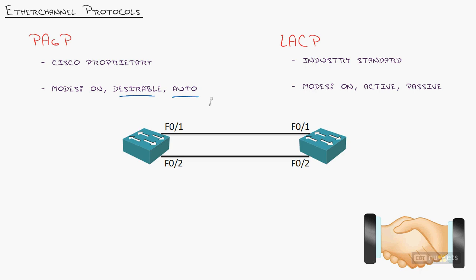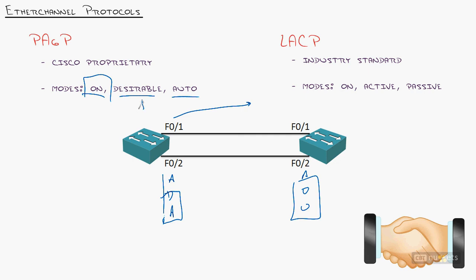Why? Well, let me back up and say it's not going to break if you do both sides desirable. What will break is if you do both sides auto, as in it'll never happen, or if I do one side desirable, one side on, or one side auto, one side on. Because on is just going to do it. It's not going to try to negotiate with the other side. So anything that's matched to an on will not realize the other side is truly doing an EtherChannel.